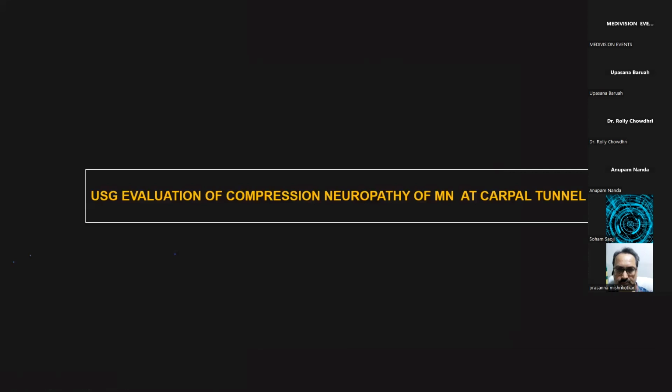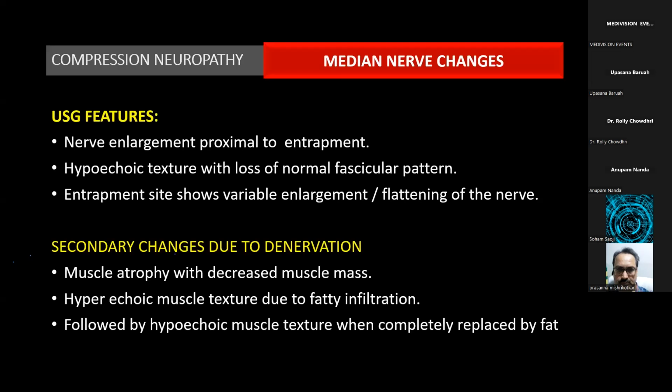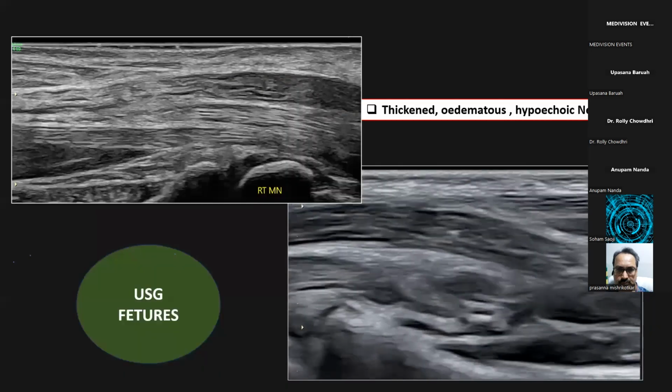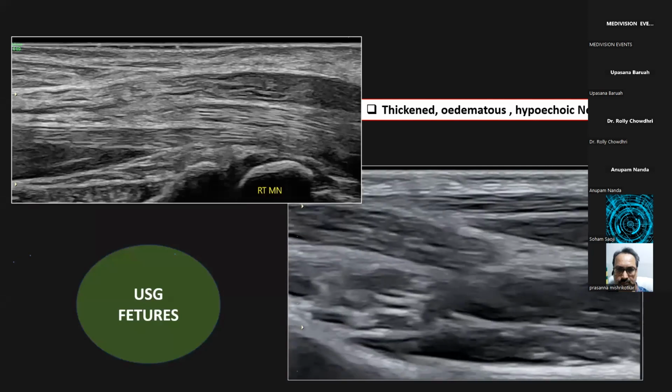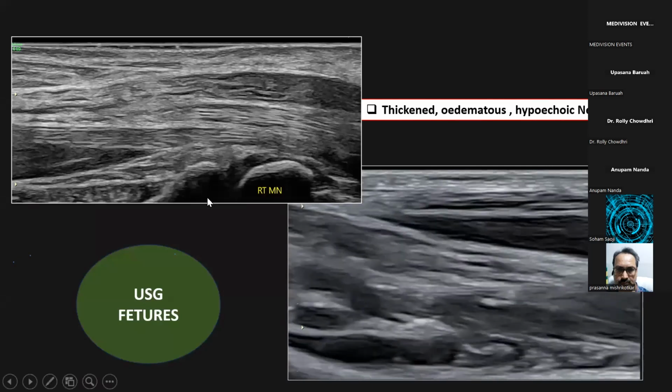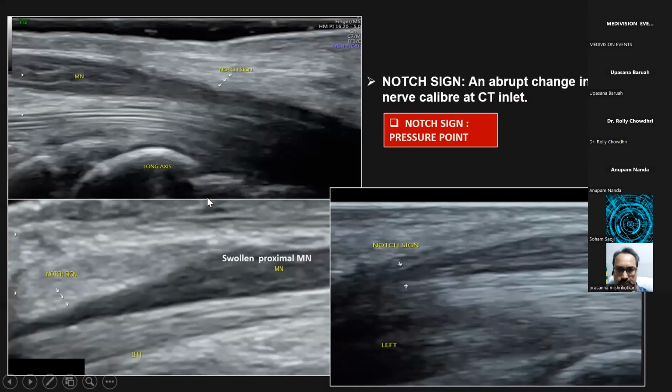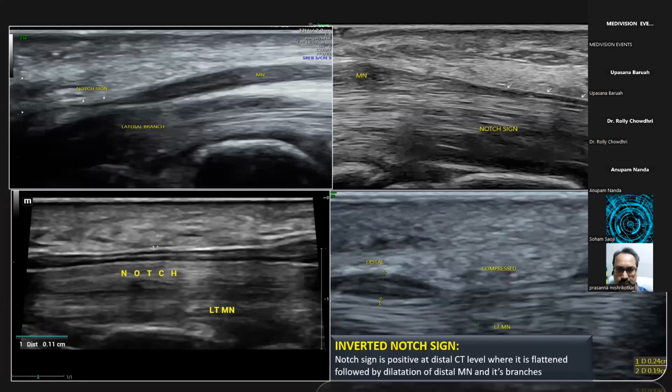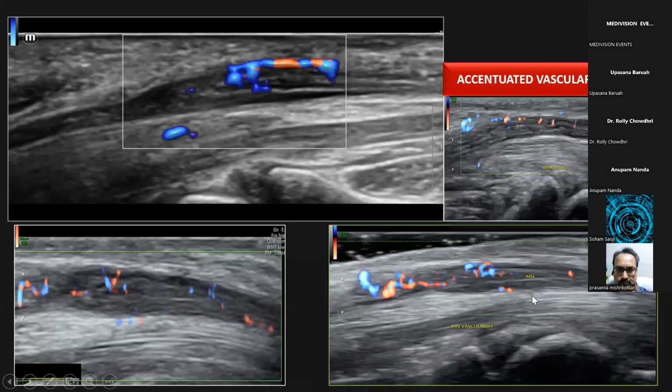So we all know the parameters of how to see a nerve in carpal tunnel syndrome. The nerve will be thickened, edematous, hypoechoic. We can see the zone of transition there. And it will have a fuzzy outline. There will be a notch sign that may be very subtle, as you can see here, or it can be very long and thin. And sometimes it gives rise to a dumbbell shape. And we can see vascularity.